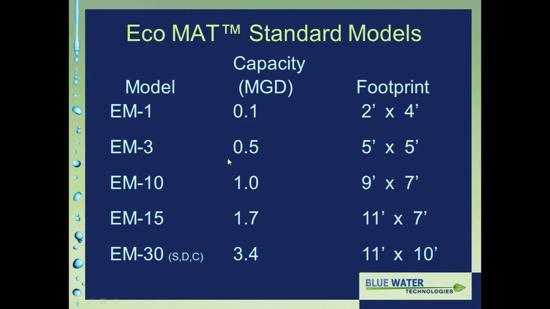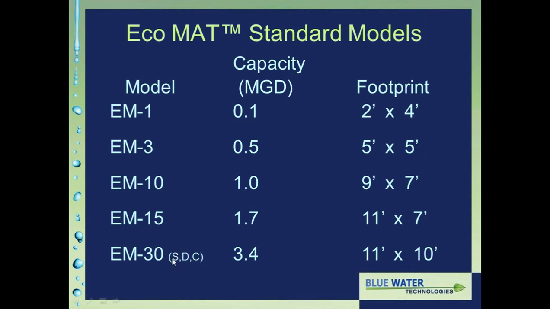The next unit up is an EM3, which you saw in the videos. It's a 0.5 MGD capacity unit, very small footprint as well, 5 by 5. We do have an EM10 for 1 MGD treatment, an EM15 for 1.7, and then our largest unit is a 3.4 MGD capacity cartridge. And again, this can be installed in cans. It can be installed in channels. That's what these different letter designations stand for.